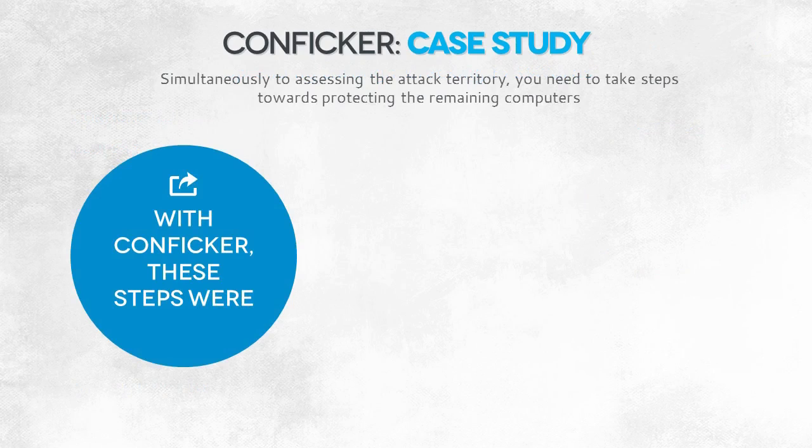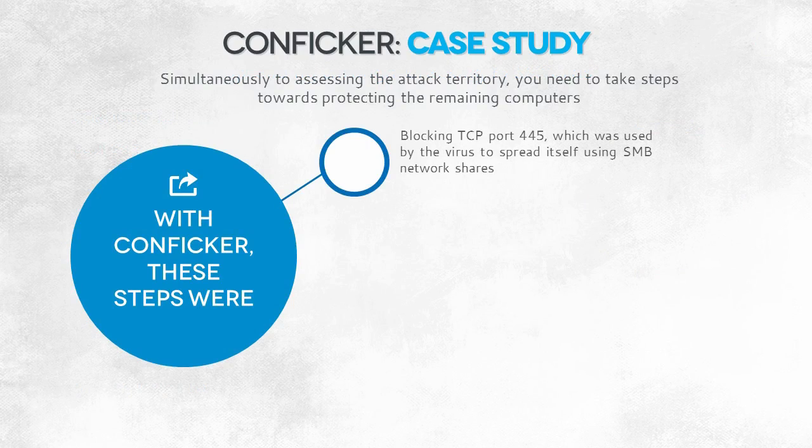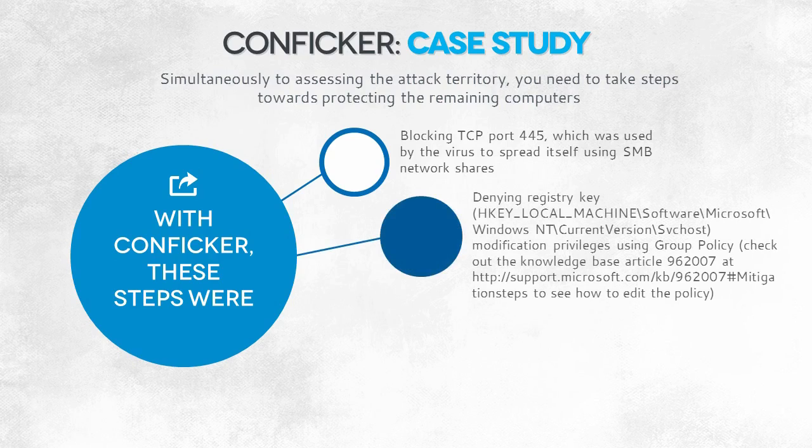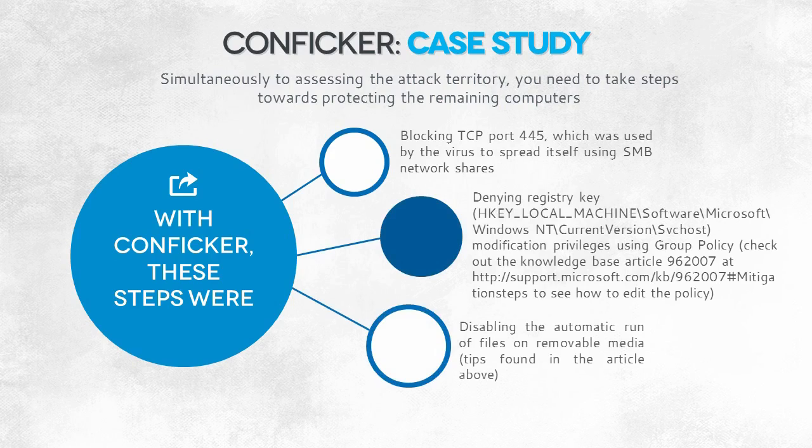At the same time, you should take measures to reduce the risk of infecting other computers. The first thing to do is block TCP port 445. This port is used in Microsoft Windows networks to access remote network shares. The second step is to modify access privileges to the registry key according to the strategies outlined in a knowledge base article. It's necessary to do this in a way that prevents the virus from launching in a pseudo-randomly named web service.